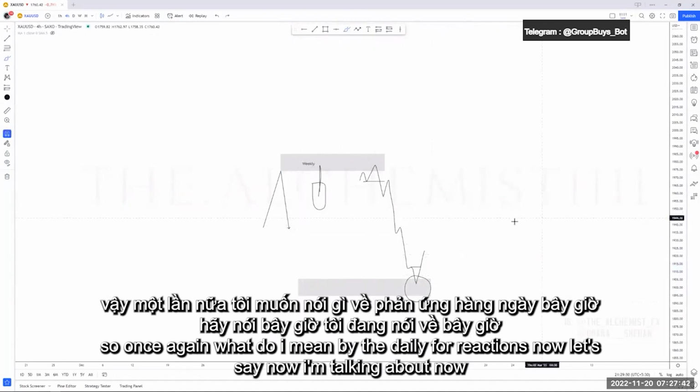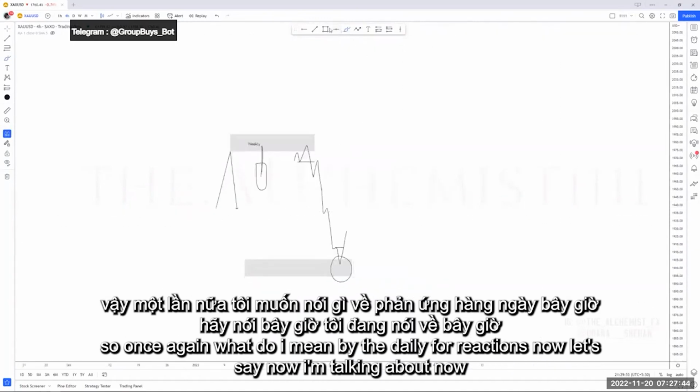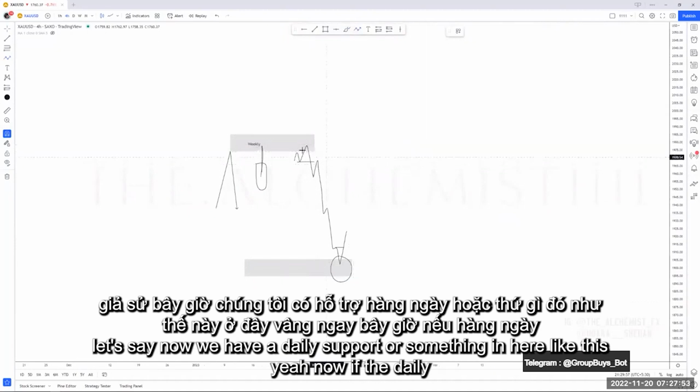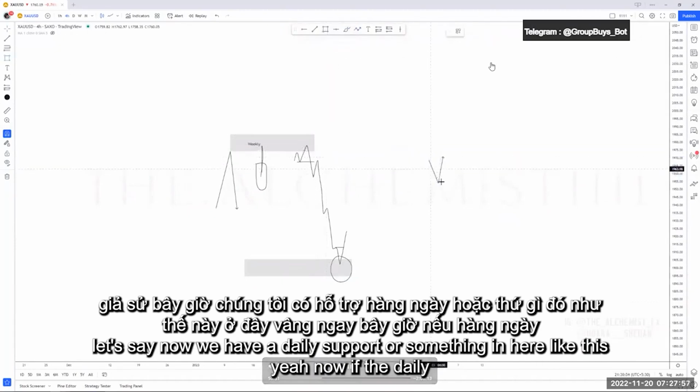So once again, what do I mean by the daily for reactions? Let's say we have zoomed in on this price action. Now we're looking at the daily time frame. Let's say now we have a daily support or something in here, like this.